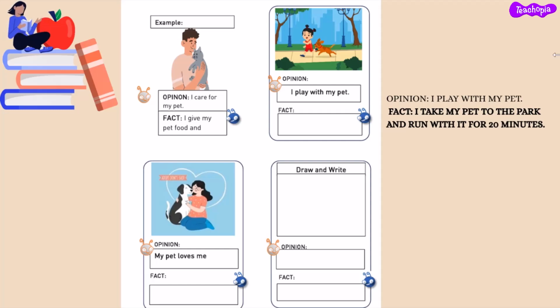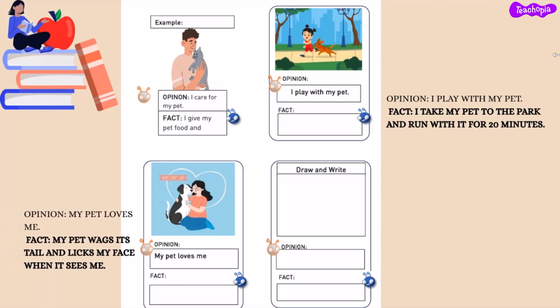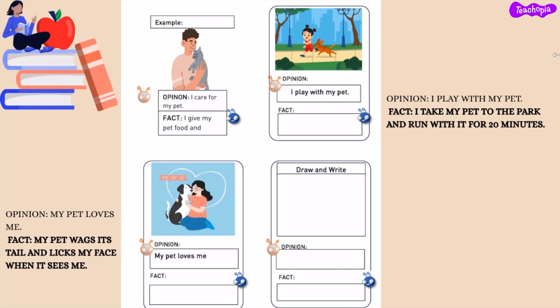What can the fact be? Here are a few suggestions. The fact can be, I take my pet to the park and run with it for 20 minutes. When it comes to the next one, my pet loves me is the opinion. The fact can be, my pet wags its tail and licks my face when it sees me.